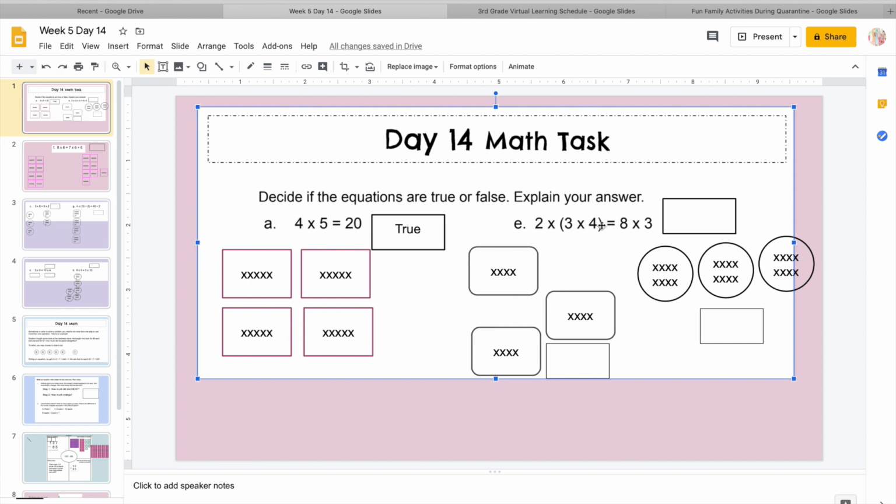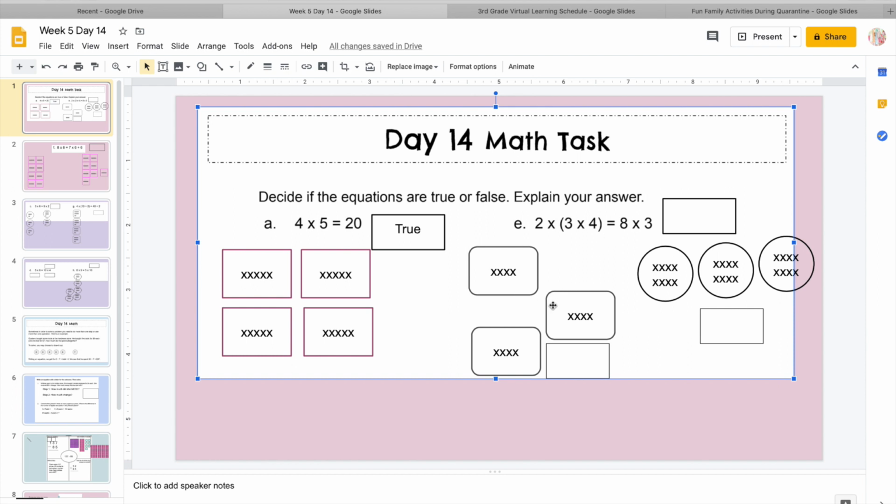That one was pretty simple compared to, we're going to look at E really quick. We're going to skip over. It says 2 times 3 times 4. Remember, this is the associative property where we have 3 factors, but we're only going to look at 2 at a time. Then it says equals 8 times 3. We're not even going to look at this side of the equation. We're just going to focus on 2 times 3 times 4.